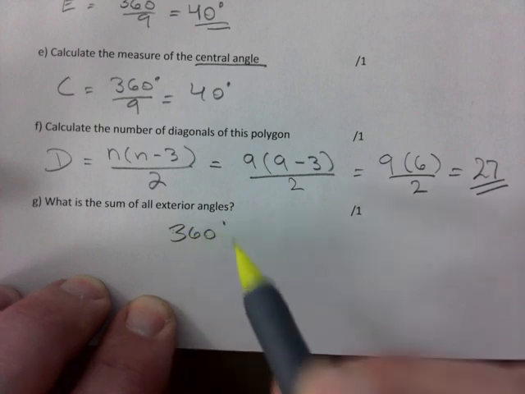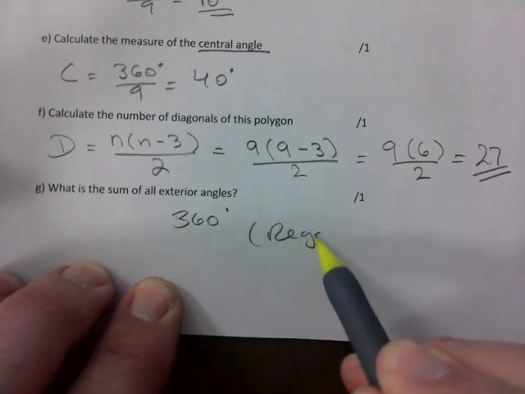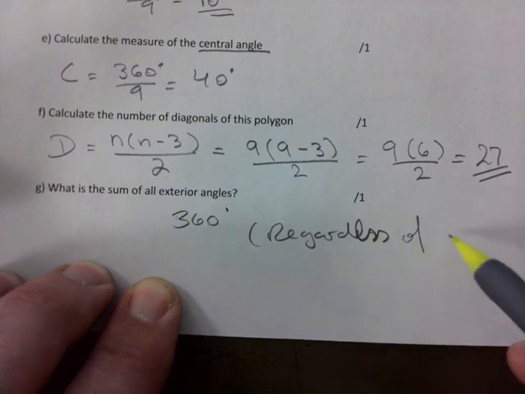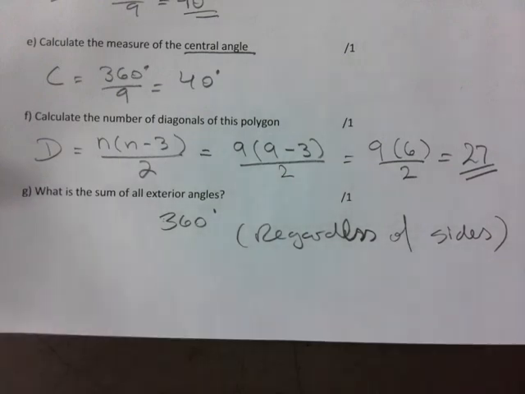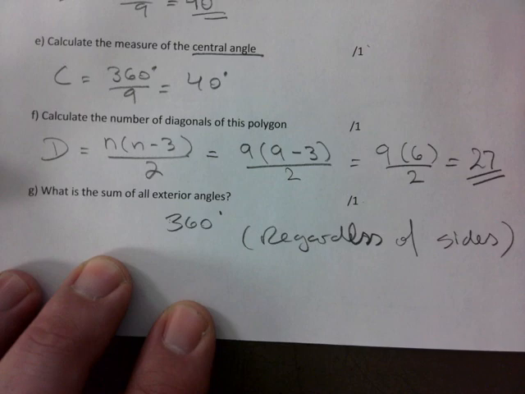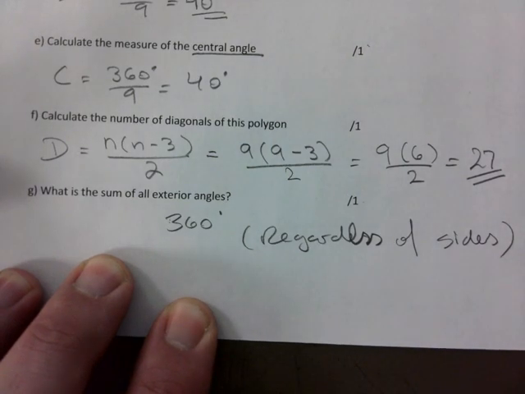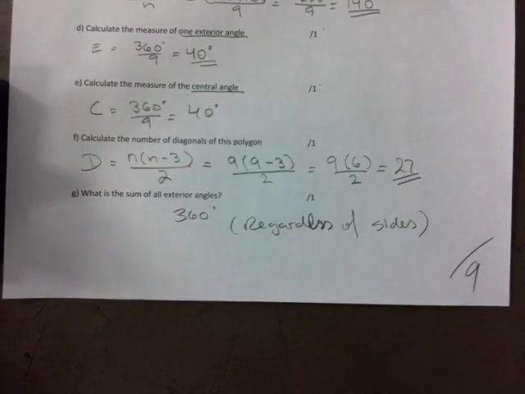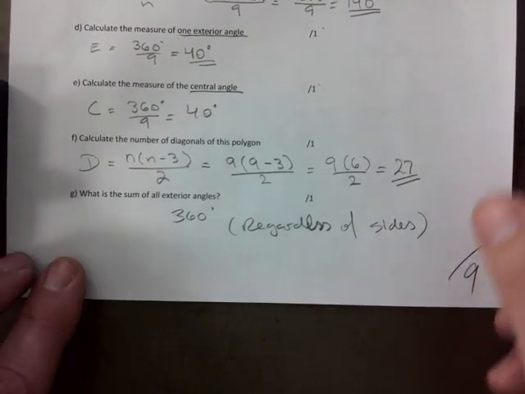But it's regardless, sorry, of sides, right? It doesn't matter if it's a 50-sided polygon, it will always add up to 360, as long as you remember that. Okay, so this page is out of 1, 2, 3, 4, 5, 6, and 3, so 9. This page is worth 9 marks. So let's see how you did there.